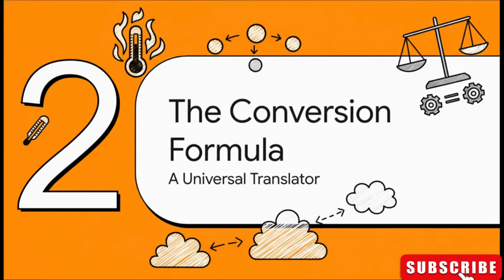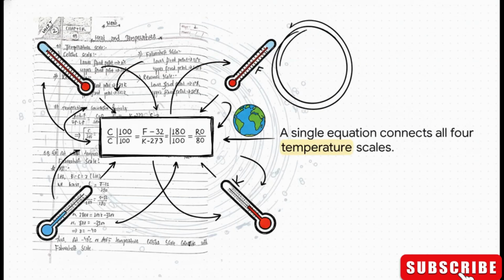All right, so with all these different ways of measuring, you're probably wondering, how in the world do we translate between them? And yeah, you can't just add or subtract a number. But luckily, these notes point us to this one beautiful universal formula that basically acts as our translator. And here it is, this one equation. This is the key that unlocks everything.